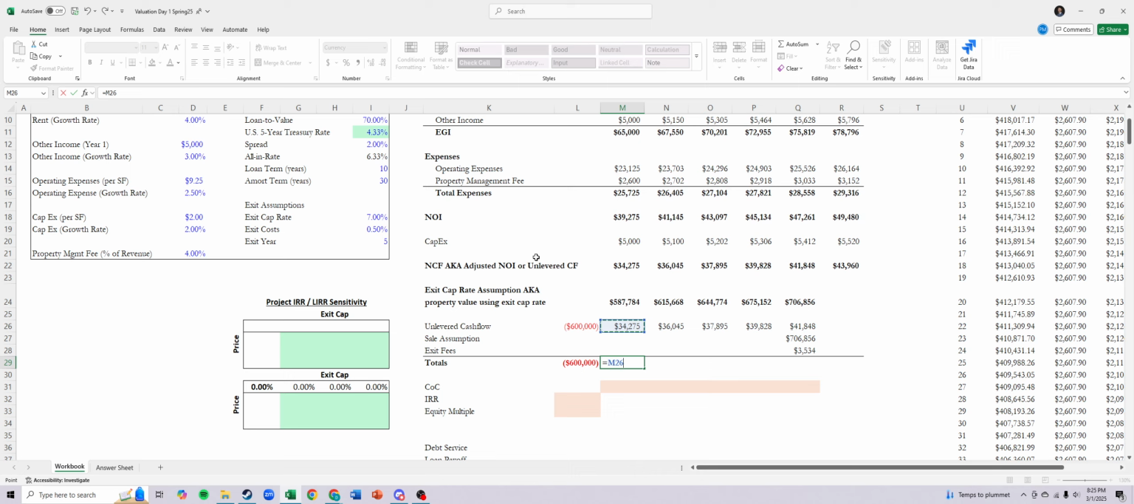So we'll make everything nice and clean here at the bottom. So we'll total everything up, our outflows, our inflows, and our sale value. So just to keep it clean, we're going to take our unlevered cash flow plus our sale assumption, subtracting out any fees. So this will be dynamic across.